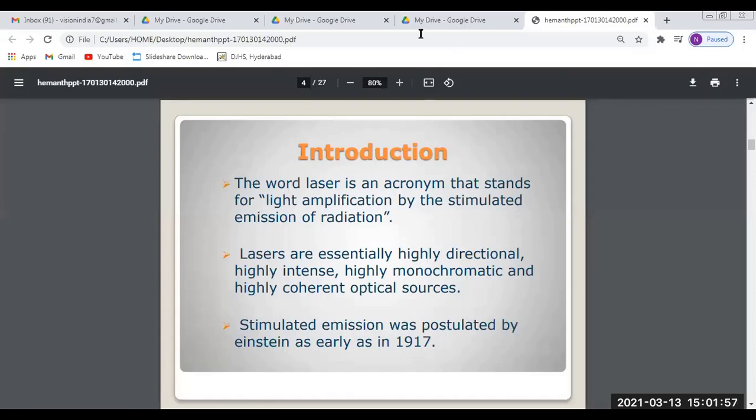Good morning, everyone. In today's class, we'll discuss lasers. What is the meaning of laser, what is the principle on which the laser works, and what are the different types of lasers we'll discuss in today's class. And also at the end, we'll see some videos to help you understand more clearly about the laser.